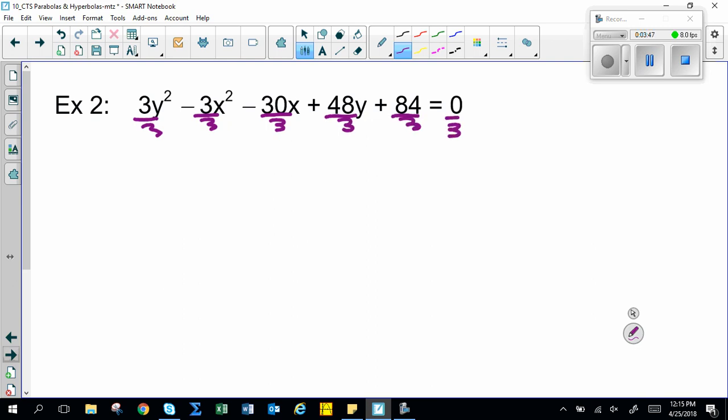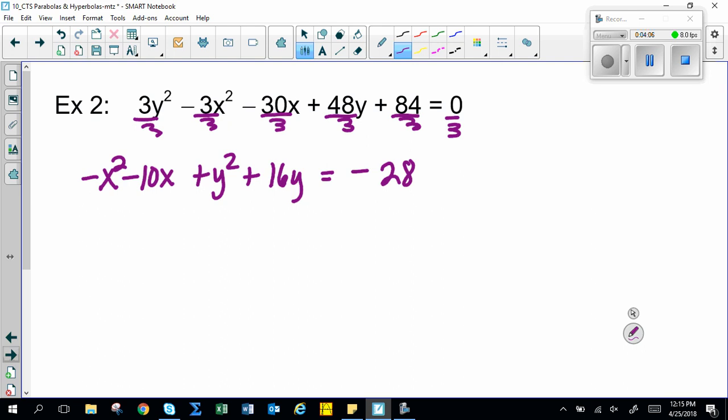All right, so I'm going to have a -x squared minus 10x. I'm going to have a positive y squared plus 16y. And how many times does 3 go into 84? 28. There we go. So I've grouped my x's together, I've grouped my y's together, I moved my constant to the other side, and I divided by 3 all at the same time.